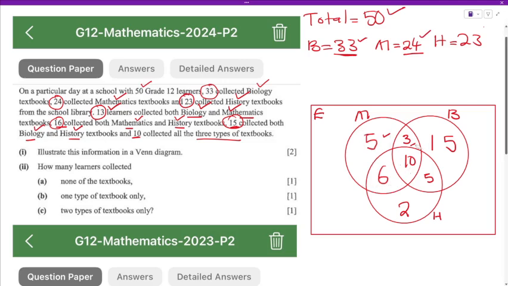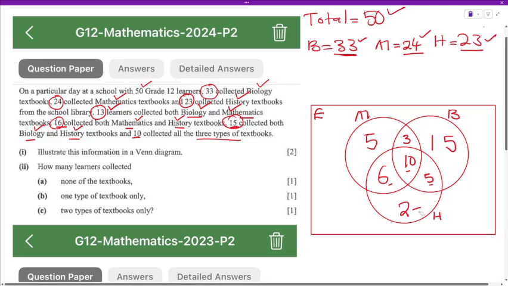Then I'll go to the last set, which is history. What is the total for history? The total is 23. Let me add everything and see if I'm getting a 23. So I'll say 10 plus 6, that is 16. 16 plus 5, that is 21. 21 plus 2, that is 23. That is the same value I was supposed to get, so I'm correct.